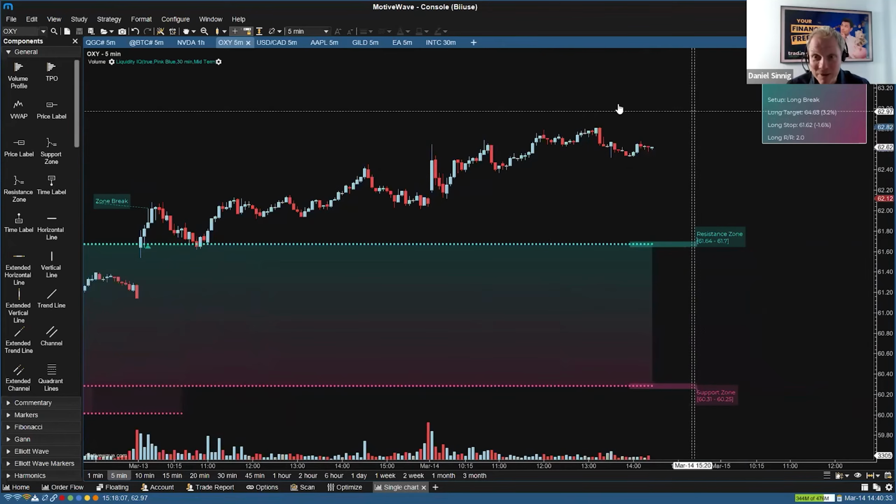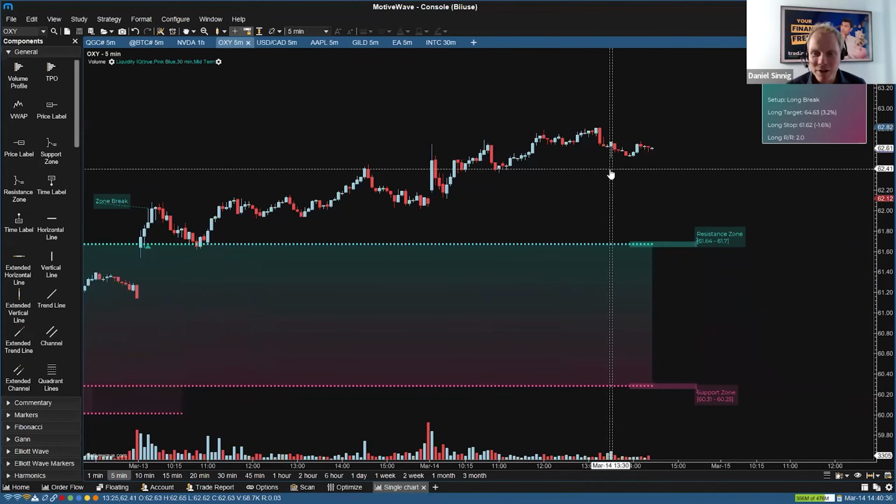So the indicator will basically tell you, what are we looking at? What is going on my chart? It will give you a story about this chart.